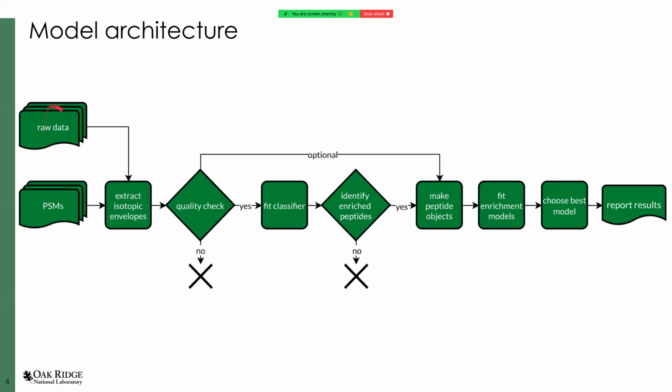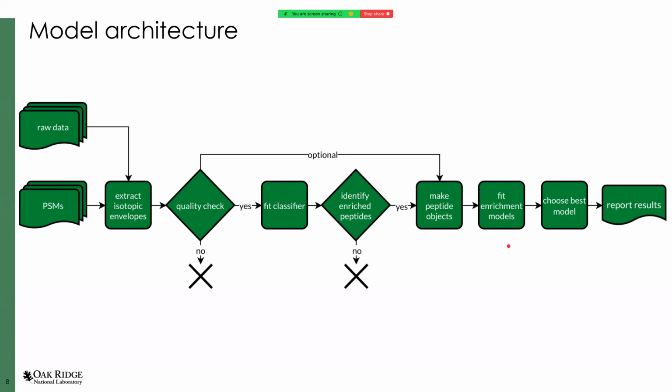We start with the raw data and the peptide spectrum matches that come from any peptide search engine. And then there's the optional false discovery rate control step, where we fit a convolutional neural network classifier to classify isotope patterns into labeled versus unlabeled. This works by having unlabeled control samples that give us the distribution of what unlabeled isotope patterns look like, and then anything that doesn't fit that distribution is called labeled, which is a positive unlabeled learning strategy.